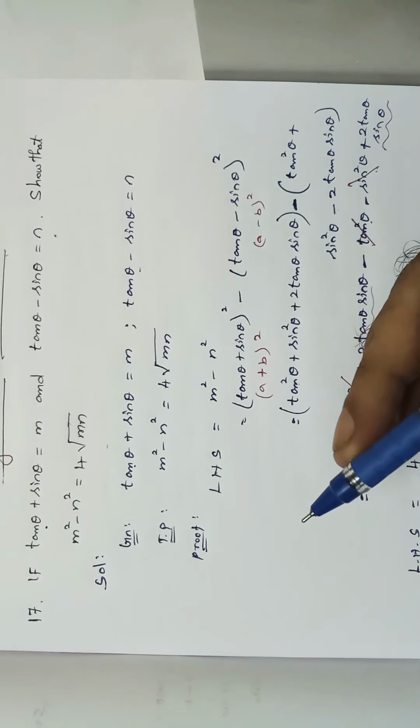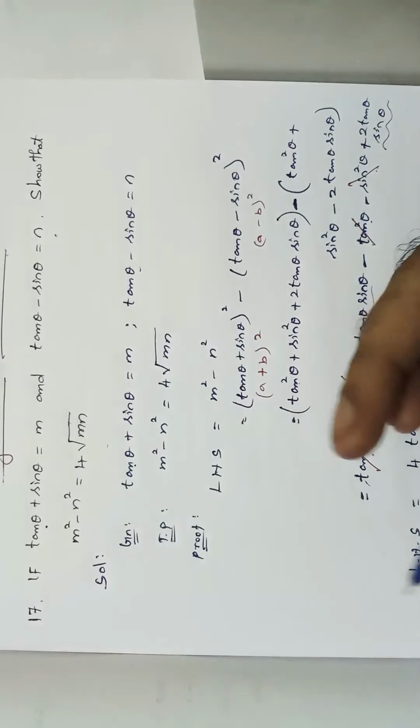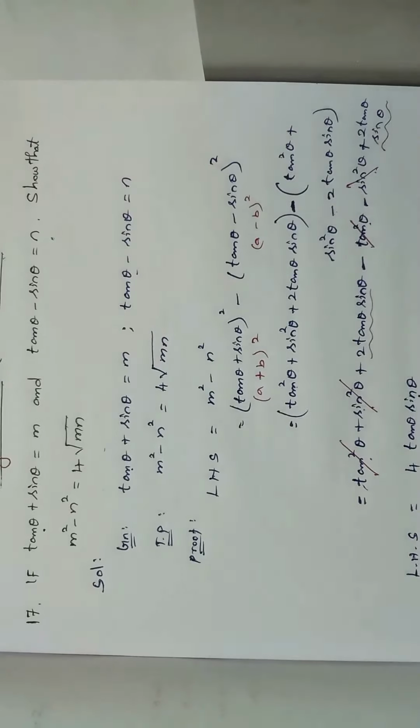If you're converting in terms of sin and cos, and you just take the LHS and simplify, you will easily get the simplification, right?